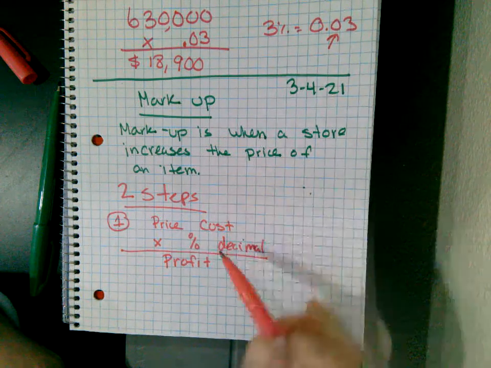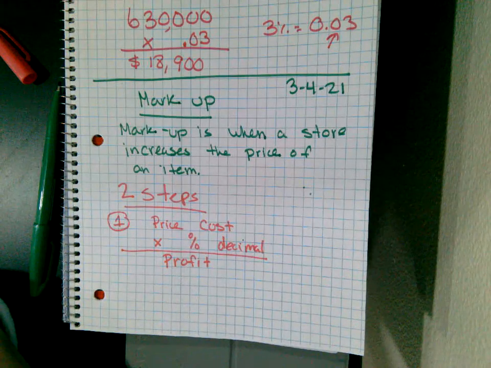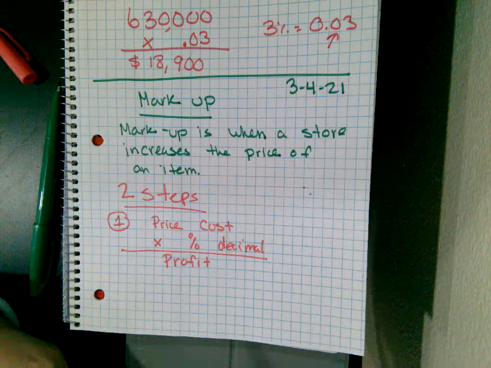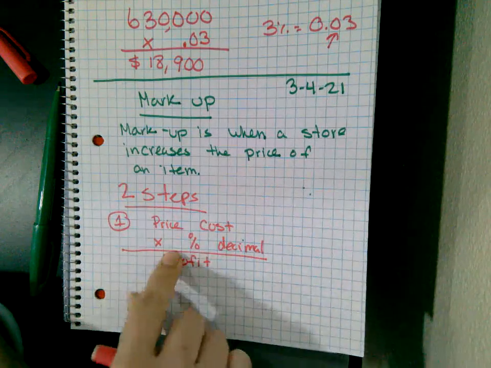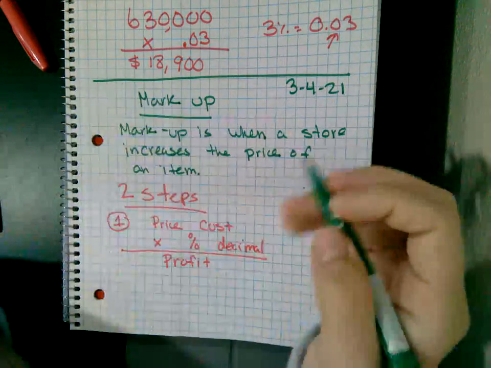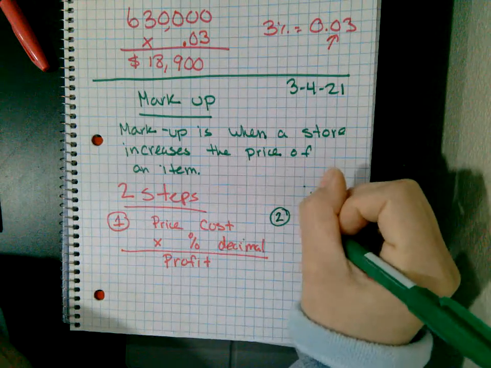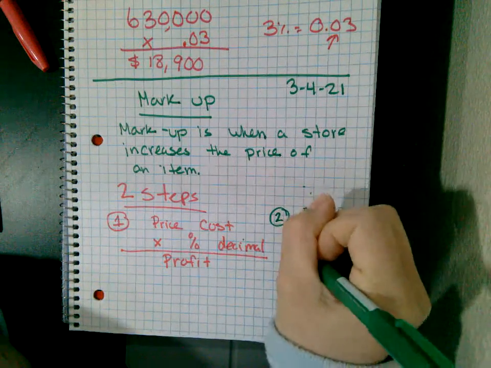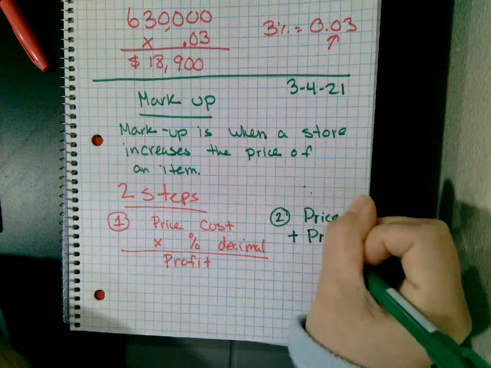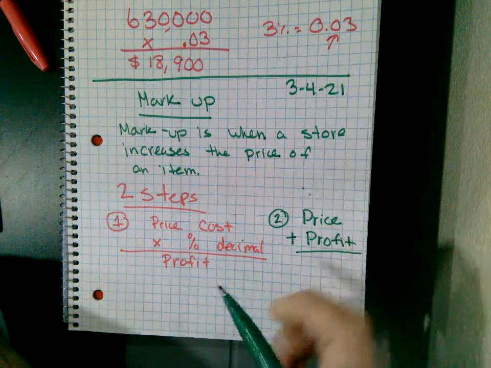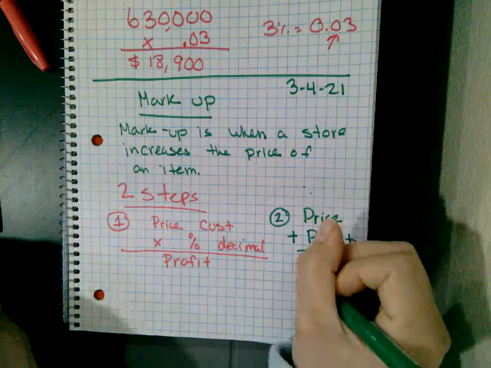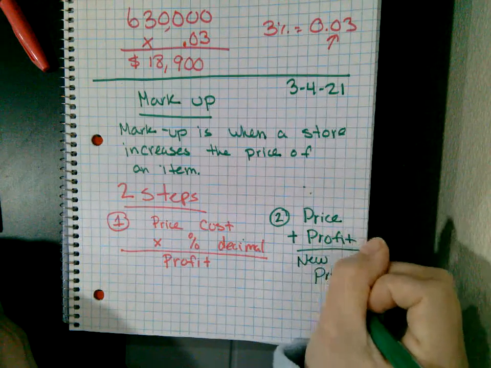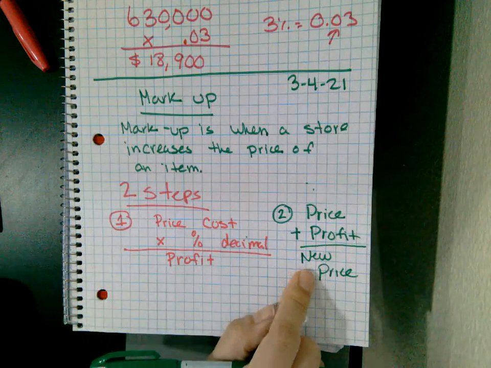Same thing here, except this word keeps changing. The first day it was your discount amount. The second day was your tax amount. The third day was commission. Today it's called profit, but it's all the same first step. The second step is to take your price again and add it to the profit. So your answer to the first step, you're going to use in your second step. And then this is called your new price.